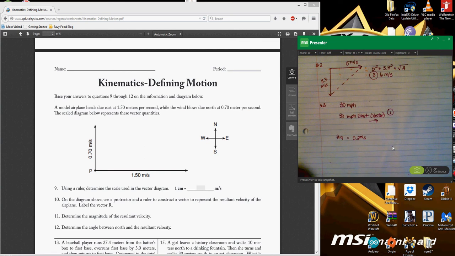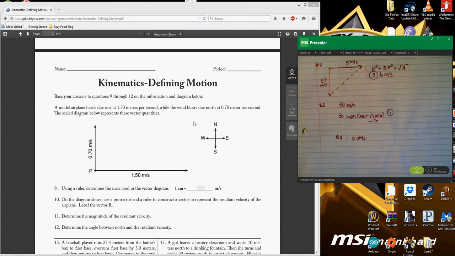If you measure the 1.5 meters per second that's here, you're going to find that it comes out to about, I think it was, 7.5 centimeters. So that means for every 1 centimeter, you're going to get 0.2 meters per second for number 9. So this should be your 0.2 meters per second. Let's write that down. For number 9, you should have 0.2 meters per second.